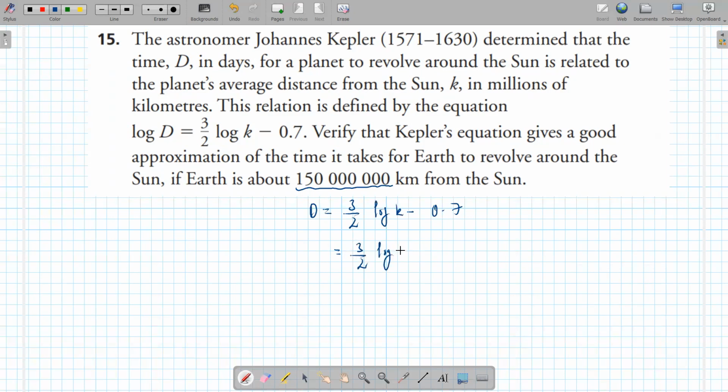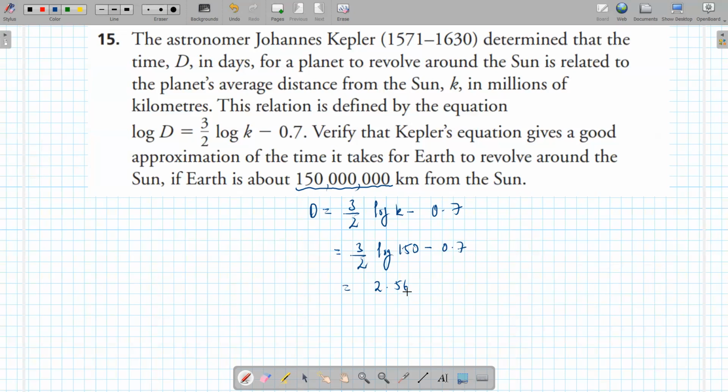Log of what? How many millions in 150 million? 150. 150 minus 0.7. So 1.5 times log of 150 minus 0.7. That gives me 2.56 days. And that doesn't make any sense.